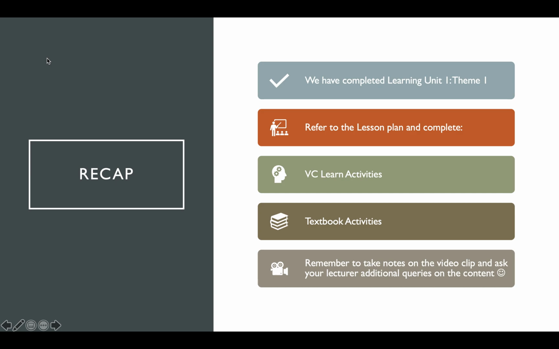We have completed Learning Unit 1, Theme 1 of our work, ending off with multilingualism and, of course, the differences between translation and interpretation, with issues of equivalency and accuracy and the role of a translator or interpreter. You're always welcome to go into Google and look at different translators and interpreters. I've also included in your lesson plan a video clip example of how it looks.